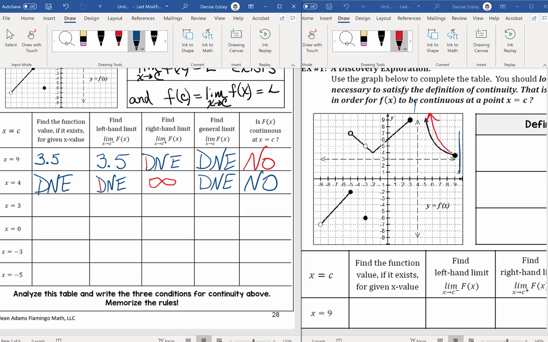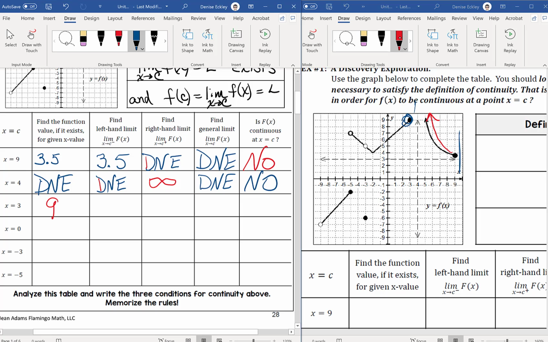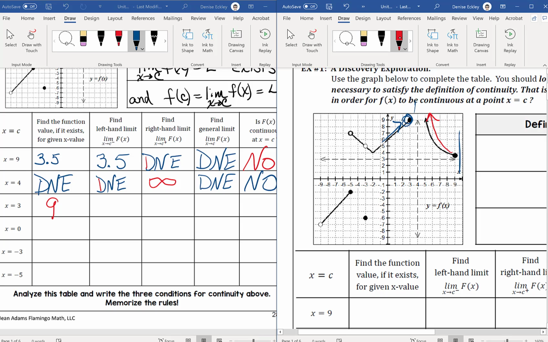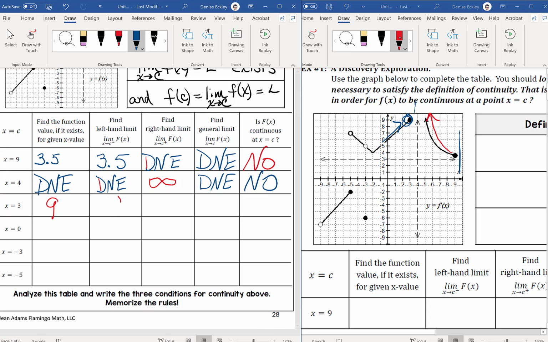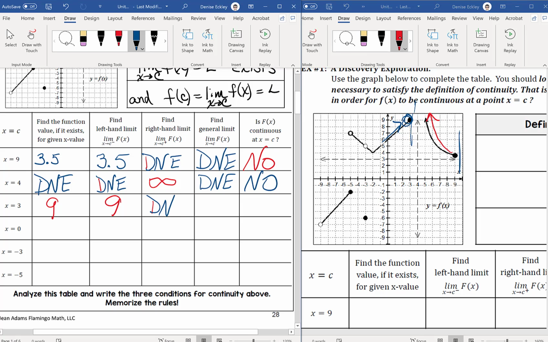Okay, the next number is at x equals 3. At 3, we have this dot right here, and that's at 9. From the left, tracing along the left-hand side, we get 9. From the right, we have nothing on this side, so that does not exist. We don't have one continuous point yet. So the general limit does not exist, and the function is not continuous at 3.